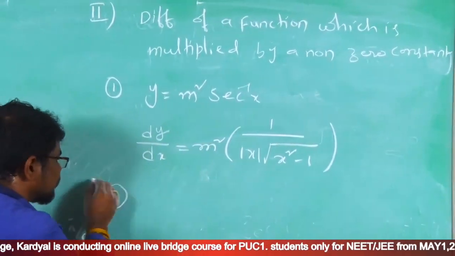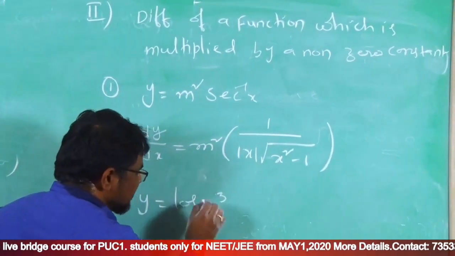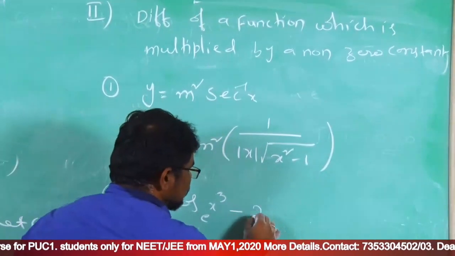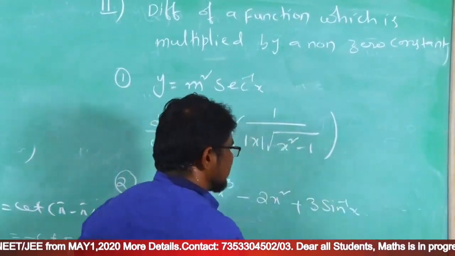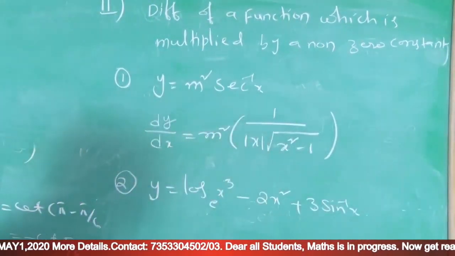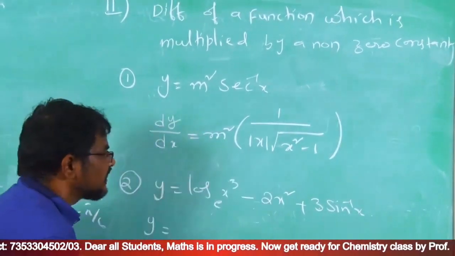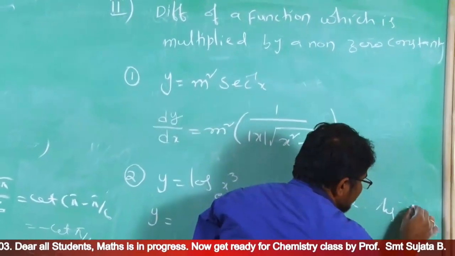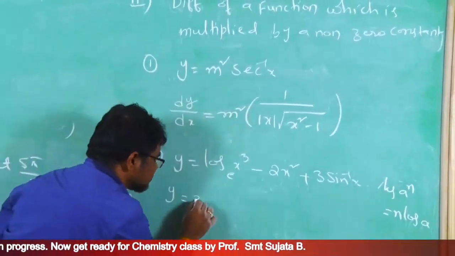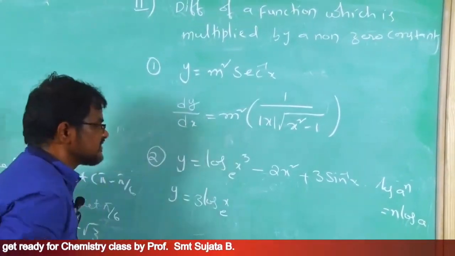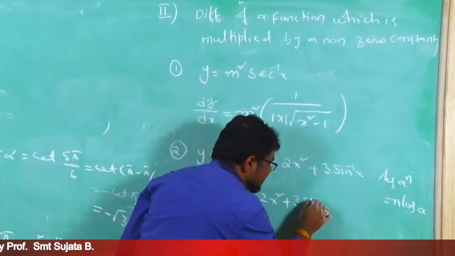Next, suppose you take one more example, y equal to log of x cube to the base e minus 2x square plus 3 sin inverse x, they gave like this. So what do we have to do? Before doing the differentiation, just write down, we know that log of a to the power n equals n into log a. By using that formula you can write it as 3 into log x to the base e minus 2x square as it is, and 3 into sin inverse x.